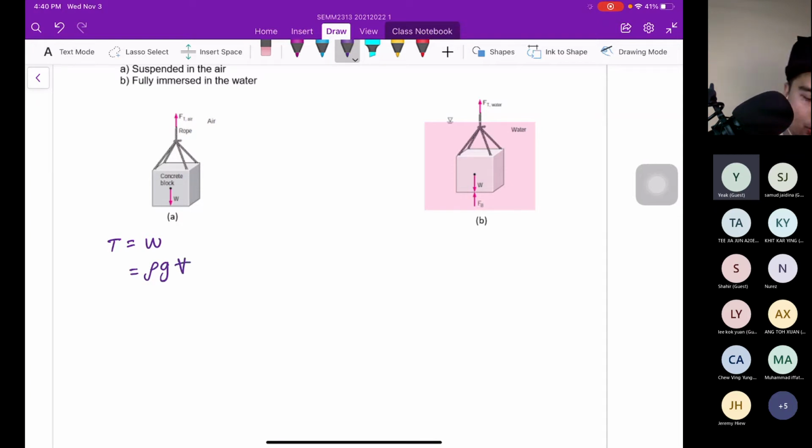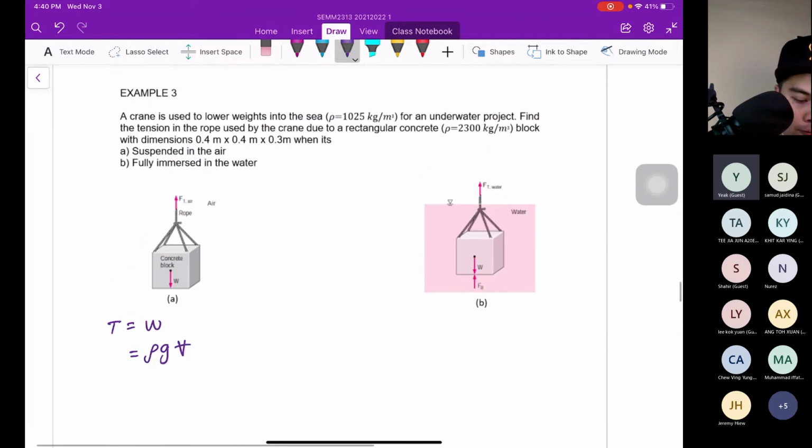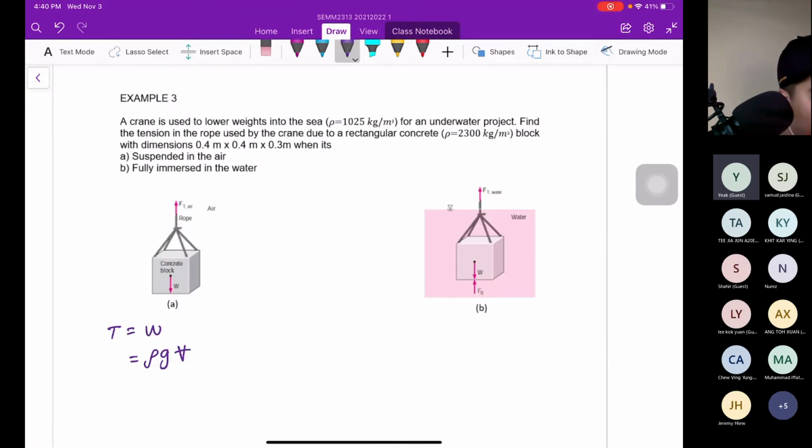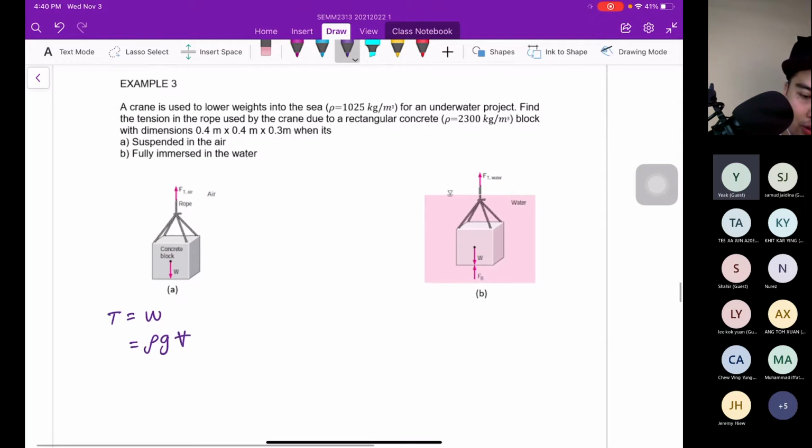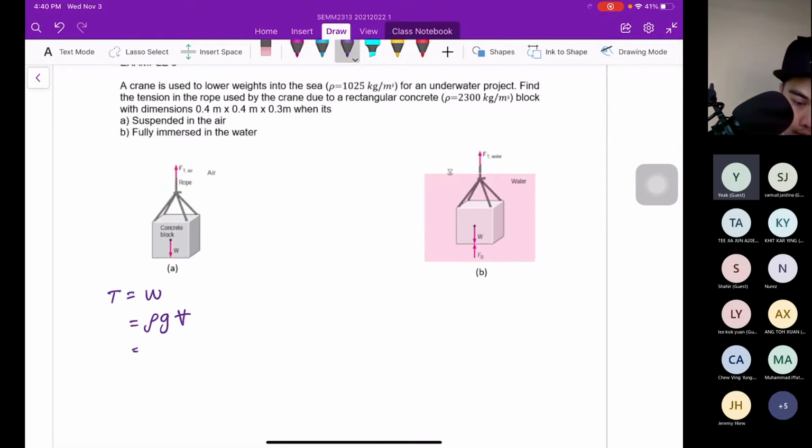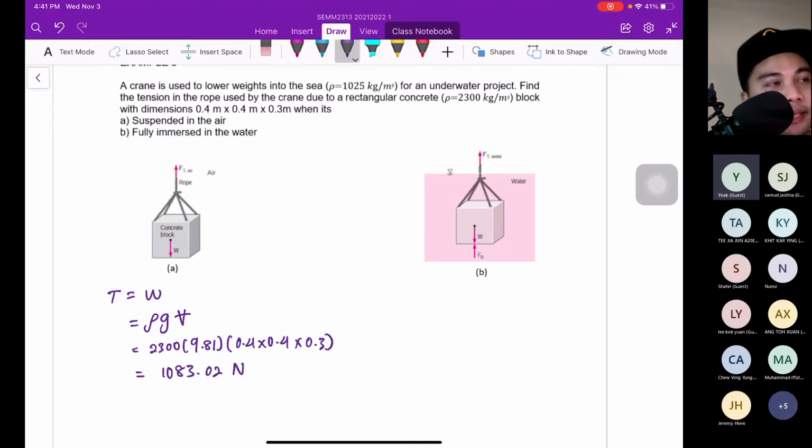So rho of the concrete. What is the rho of the concrete? 2,300. 2,300, gravity 9.81, and the volume of the block here is 0.4, 0.4, 0.3. And the final answer should be 1083.02 Newton. Okay, this is simple static, we learned before.